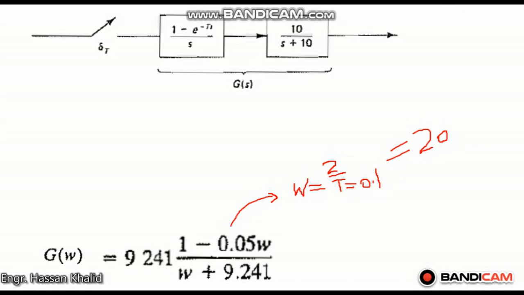Now if I simplify this zero, the location is omega equal to 2 by T, and by substituting T as 0.1, it can be seen that omega is equal to 20. Now if T approaches its minimum value, let's say it becomes 0, the zero will move toward infinity.